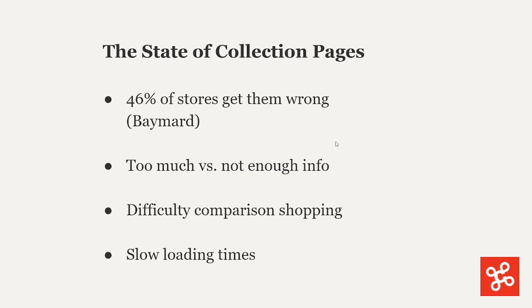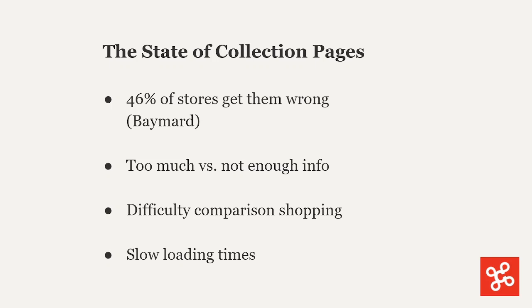When it comes to collection pages, according to Baymard, 46% of stores get them wrong. There are certain elements that should be displayed, things like price, product name, and we'll get more into that. There's also the issue of how much information to display, and it really depends on the product type. So you could be showing too much information or not enough information.